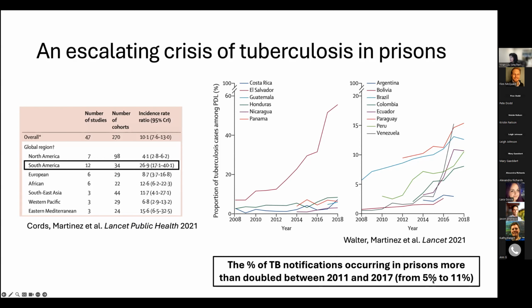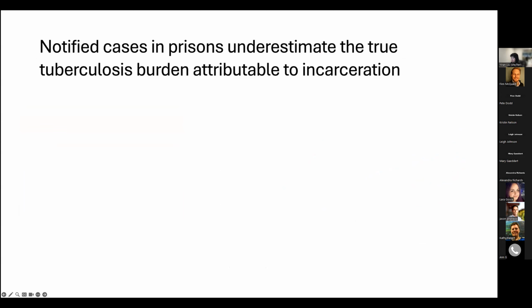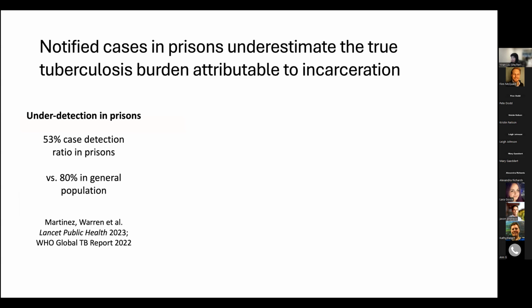In 2017, that kind of crude population attributable fraction, if you will, was about 11%, which is already starkly high. And yet, we have reason to believe that notified cases in prisons really are an underestimate of the true burden of TB attributable to incarceration, for many reasons. One of those reasons is under-detection in prisons. This recent paper on the global, regional, and national incidence of TB in prisons estimates that the case detection ratio globally is about 53% in prisons, compared to about 80% in the general population. So there is that disparity in case detection.